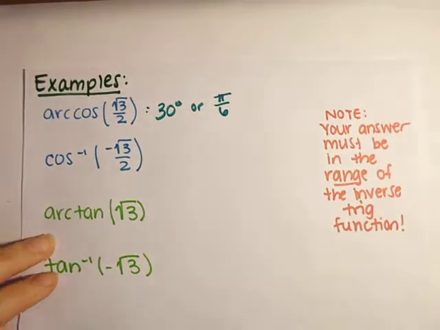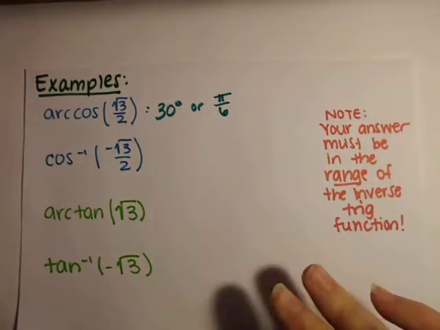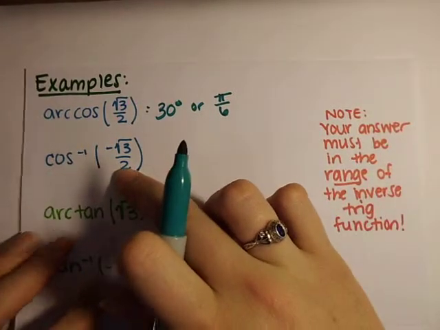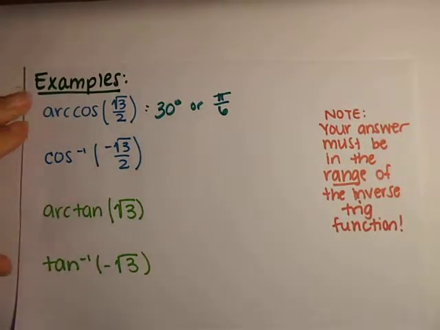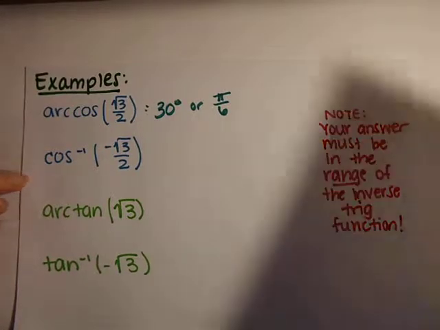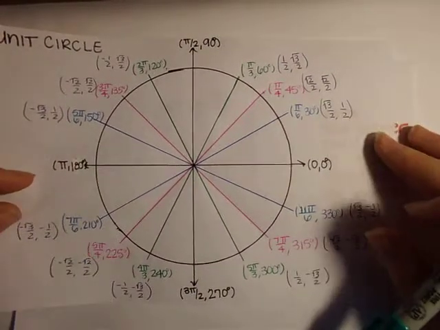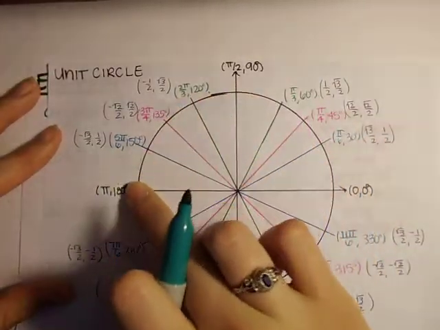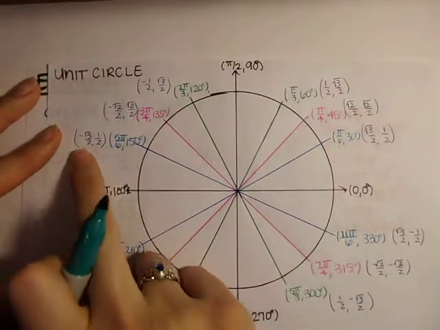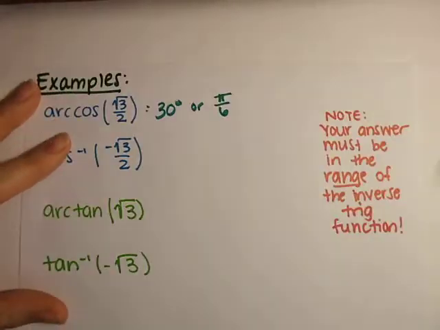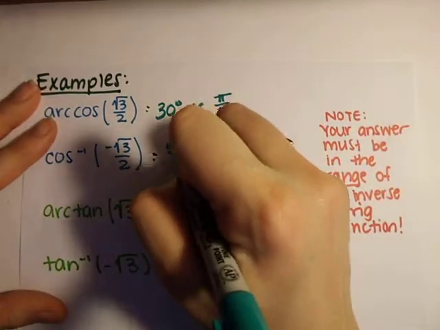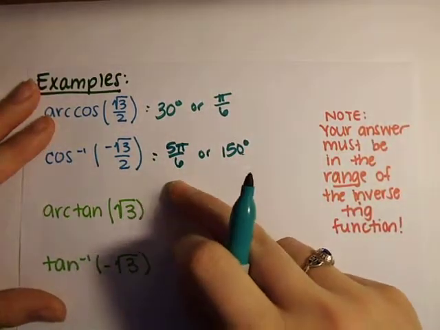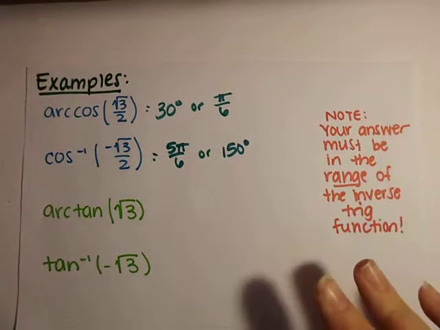Now your problem will state whether it wants it in degrees or radians. So then I look at cosine inverse of negative square root of 3 over 2. Again, arc cosine and cosine inverse mean the exact same thing for our purposes. So I want negative square root of 3 over 2. So I'm going to follow in the top half. X value of negative square root of 3 over 2 is 5 pi over 6 or 150 degrees. And again, 5 pi over 6 is within our range of 0 to pi, so we're good.